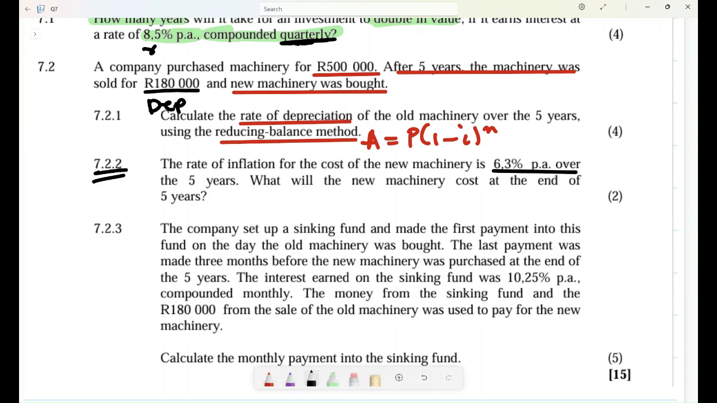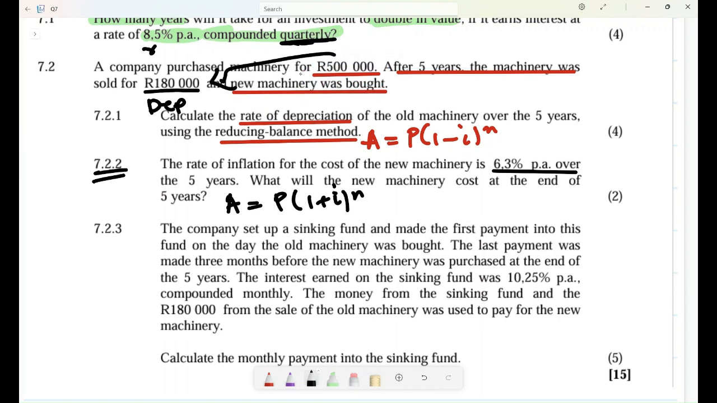There is no per annum compounded monthly or whatever. It is per annum yearly, all right? Over the 5 years, what will the new machinery cost at the end of 5 years? So for inflation, we use this formula with plus instead of minus. For depreciation, we use minus. For inflation, we use plus. Now, remember I said for depreciation, your value here will decrease, and that's what happened.